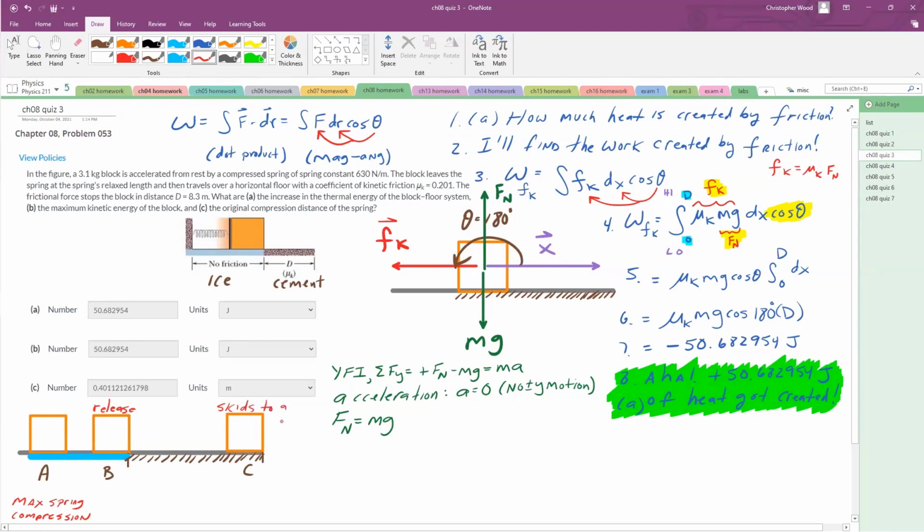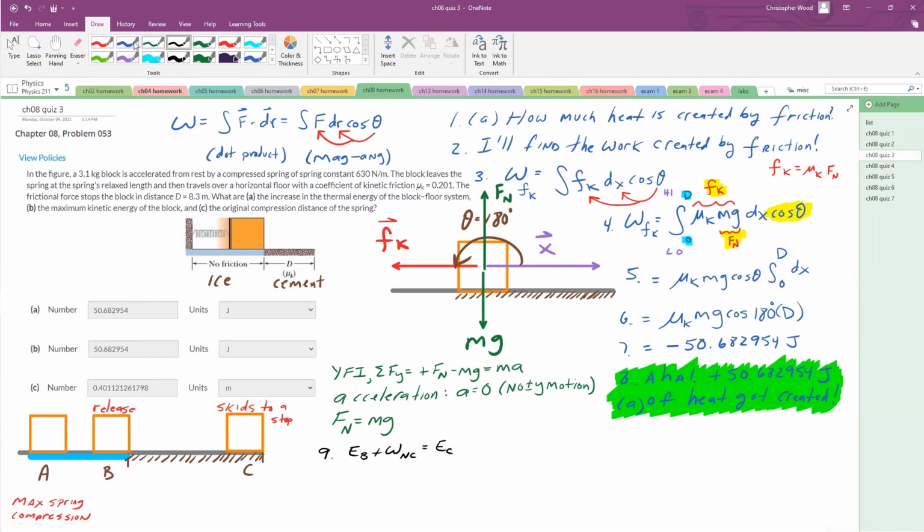Skids to a stop. All right, so this is my redrawing, and these are very helpful to do and to read. What's my maximum kinetic energy? Step 9, I'm going to do an EAM from B to C. My energy at B plus my non-conservative work, which is definitely not equal to 0, equals my energy at C.